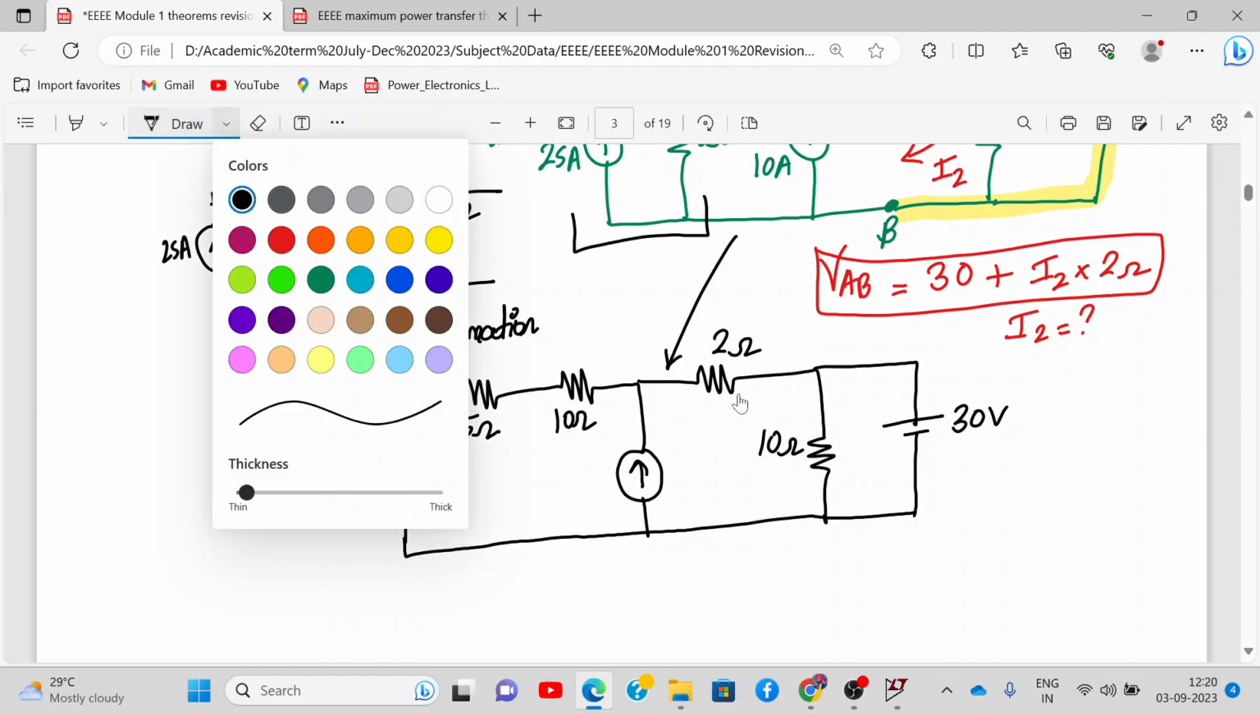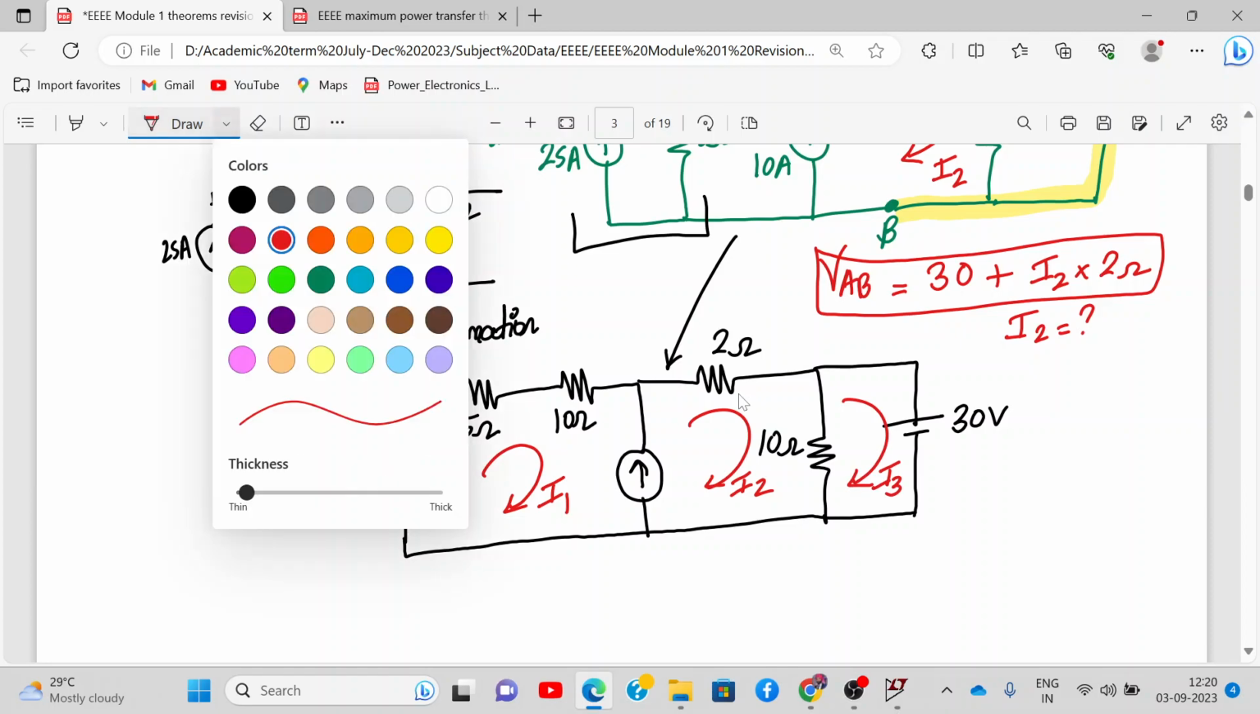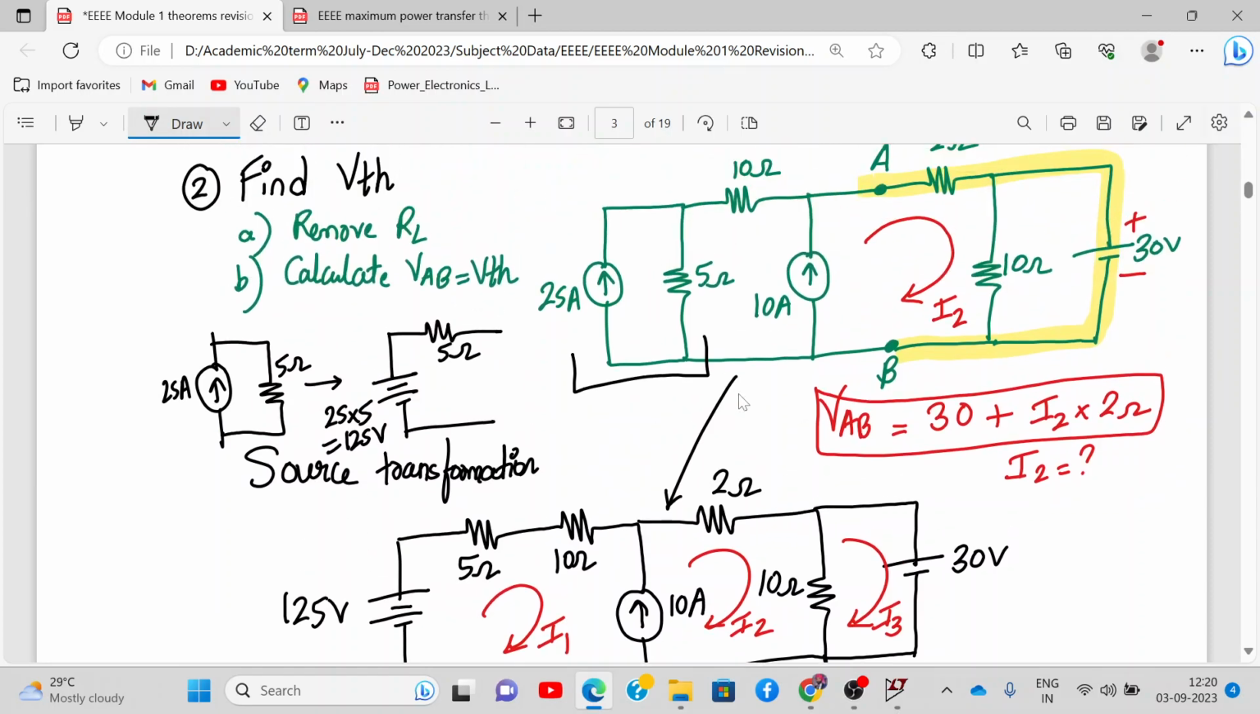Now we are having how many loops? 3 loops. So this is I1, this is I2, and let's call this I3. How much is this current source value? 10 ampere. So that's how we convert this circuit. We have just made one change. Instead of drawing this current source with a parallel resistance, we replace it with a voltage source with a series resistance, so that we can easily apply mesh analysis. Is it clear, everyone? Please let me know.